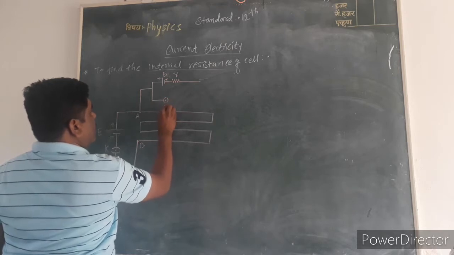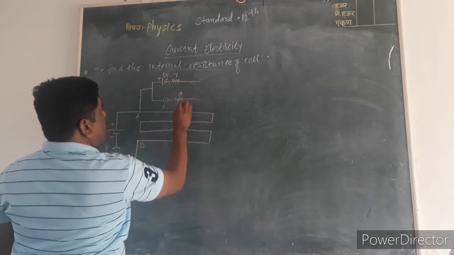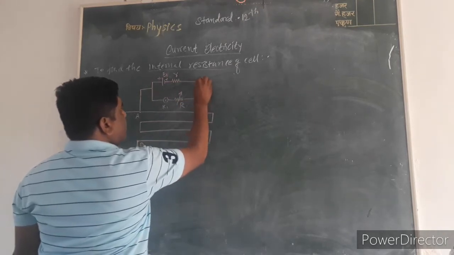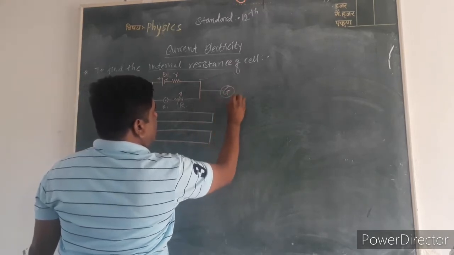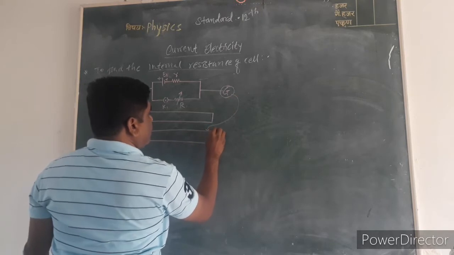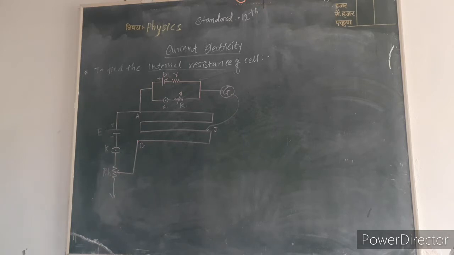We plug key K1, resistance box R, galvanometer and jockey. The construction of potentiometer or circuit diagram to show the internal resistance or to determine internal resistance of given cell.